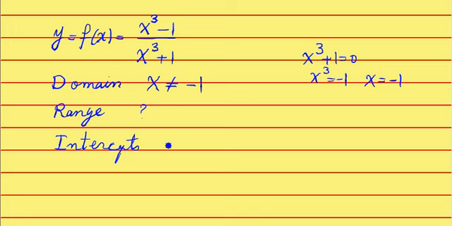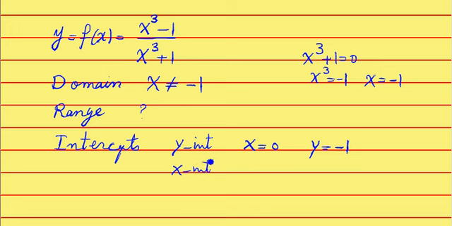Okay, with the y-intercept, our job is easy. Set x equal to 0. Putting x equal to 0, I get minus 1 over 1. That is, y is equal to minus 1.